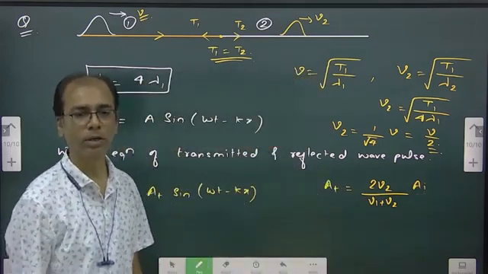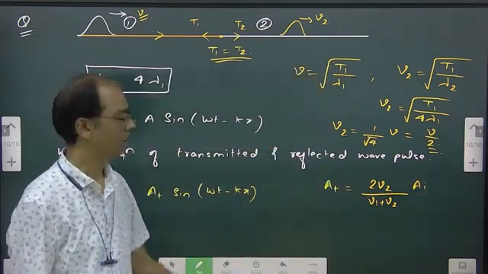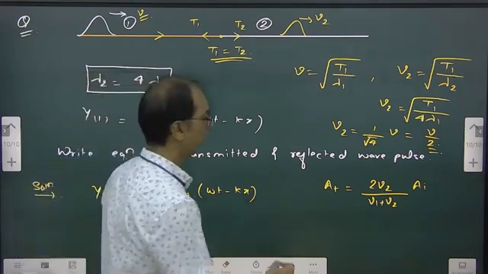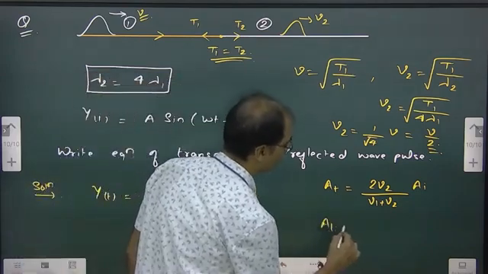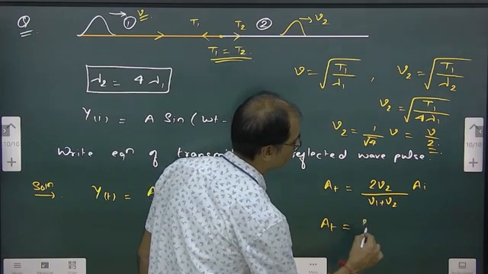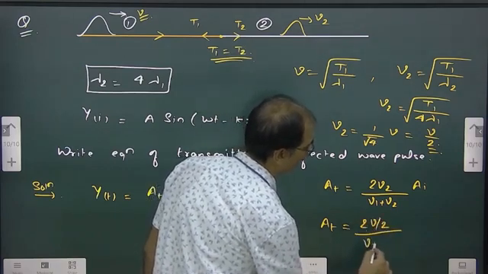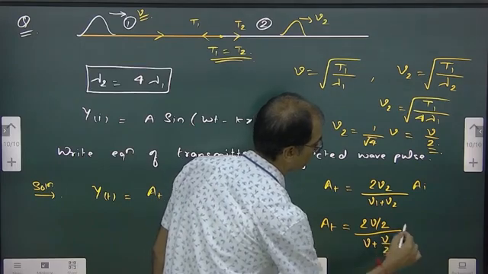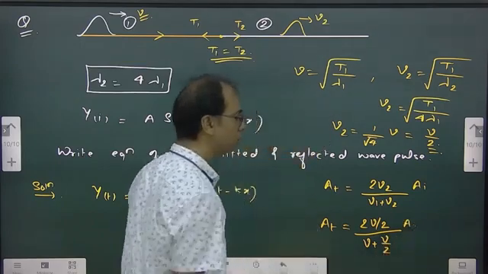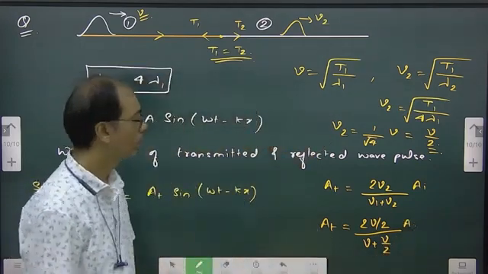Okay, we got the relation between v2 and v. Now we can put it in this one. What is At? 2v2, so 2 into v by 2 by v plus v by 2 into a. Okay, what are we getting?